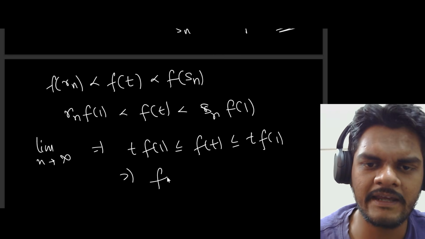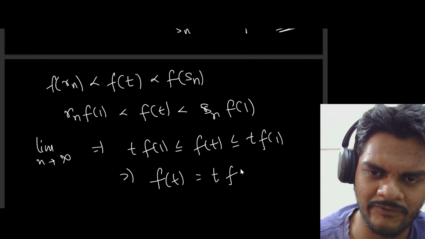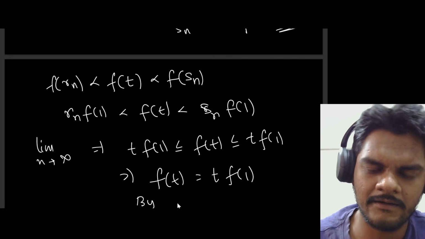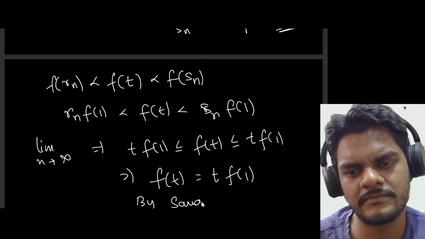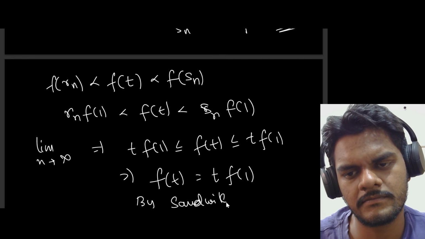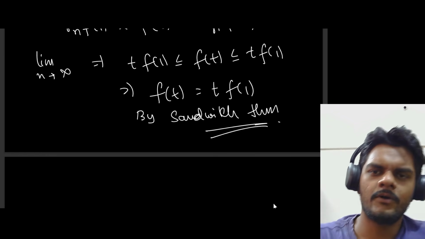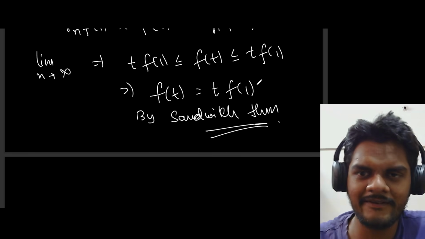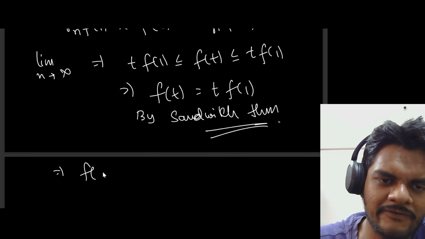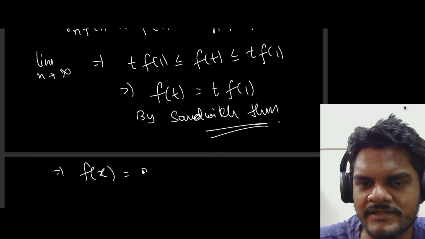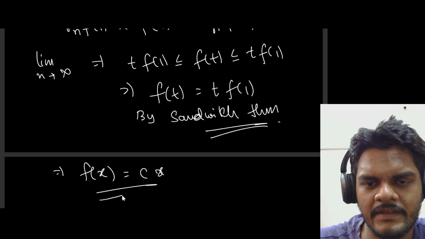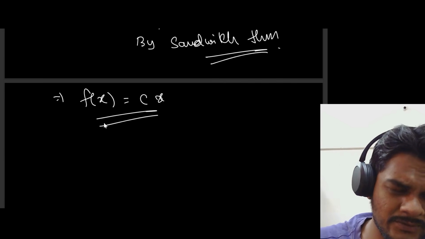So that will imply f of t is equal to t f of 1 by sandwich theorem, right? By sandwich theorem. Okay, brilliant. The moment you have this, that means basically f of x is equal to some constant times x. You have to put this into the other equation.